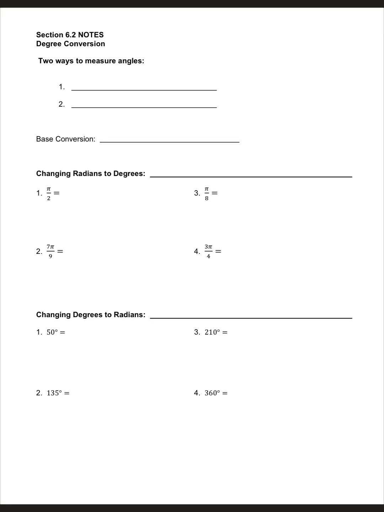All right, this is section 6.2, degree conversion. So the first thing we're going to do is talk about two ways to measure angles. The first way we did yesterday, or the last time in 6.1, was in degrees. Pretty much we know how to do degrees and so forth. But the second way we're going to talk about is in what we call radians.